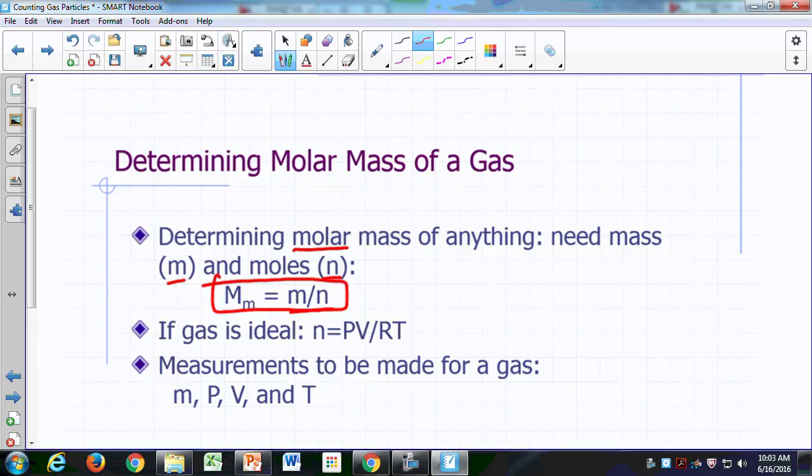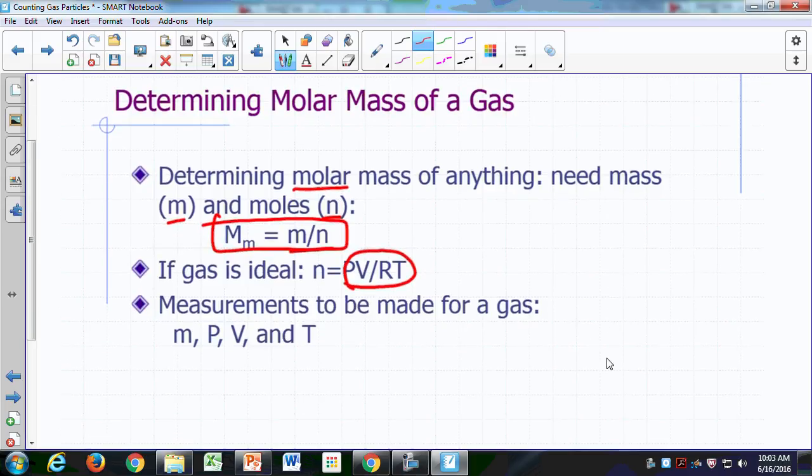If you're dealing with an ideal gas, you have a way of finding the number of moles, which is, you just use the ideal gas equation. Number of moles is PV over RT. So, if you want to determine the molar mass of a pure sample of a gas, all you have to do is you need to have a way of measuring the mass, the pressure, the volume, and the temperature. Okay? So, let's look at a simple example here.